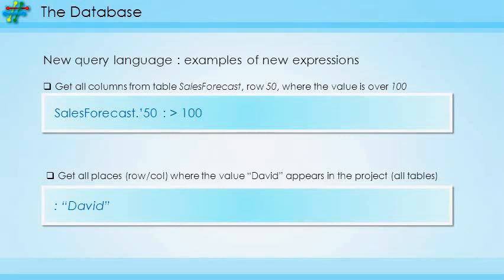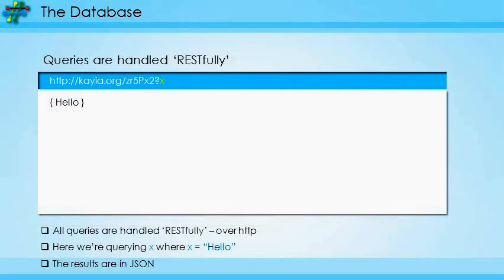Here's a couple examples of strange things you can do with it. I'll just mention the second one, which is that if you type in colon David and don't specify anything, it's going to go through all tables in the user space and return every row and column where that exact value was found. And it does that very quickly, which is interesting.